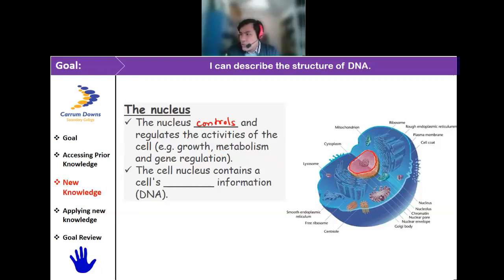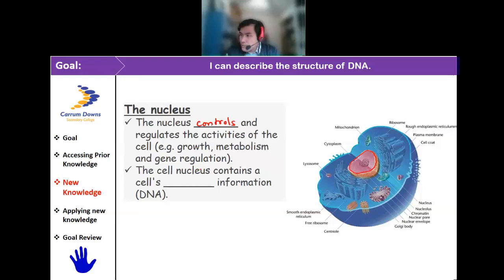Let's expand more about control and regulate. Control means it tells the cell what to do, and regulates means it's making sure that the cell is doing what it wants to do correctly. So that's the difference between controls and regulates. One is to say, hey, do this, and the other one is, are you doing it correctly?